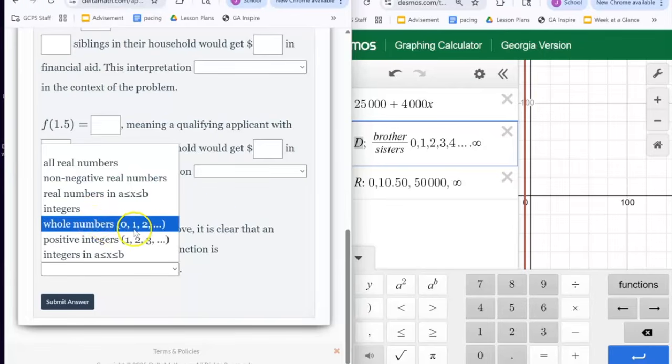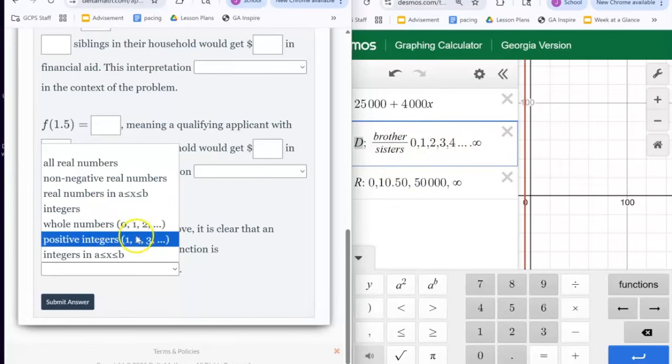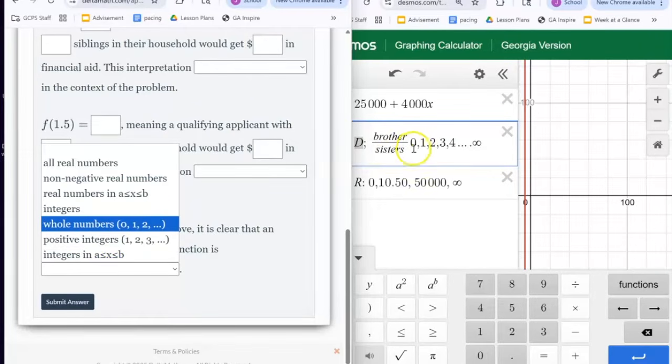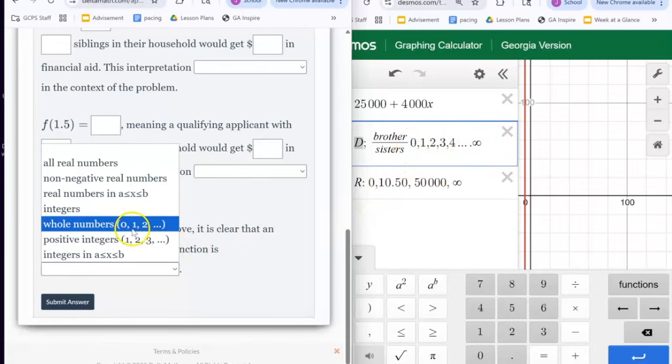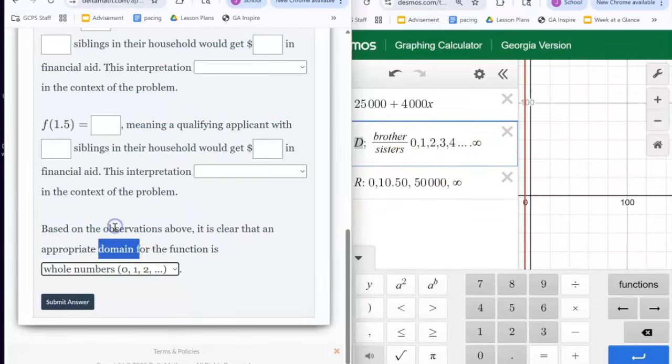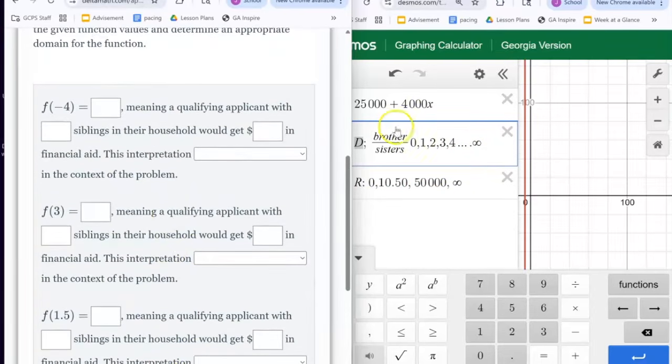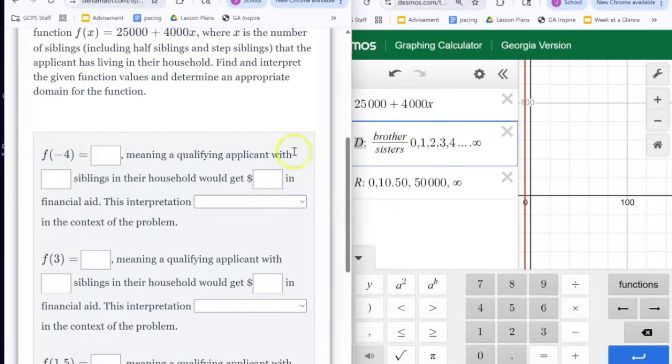Whole numbers, and this does look like whole numbers, so this is the answer. Positive integers, and you'll notice positive integers start at 1, 2, 3, and don't include 0. So that's the difference between positive integers and whole numbers. Do I include 0? Integers between 2 points, I could write it as such. I could write 0 going to infinity, but it's just less work for me to say it's whole numbers.